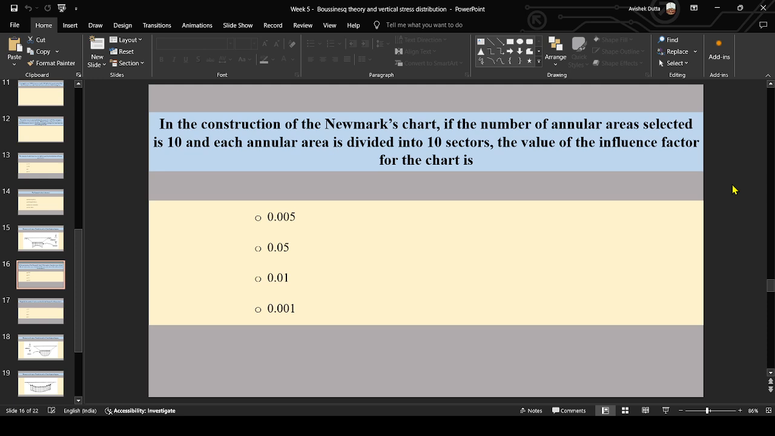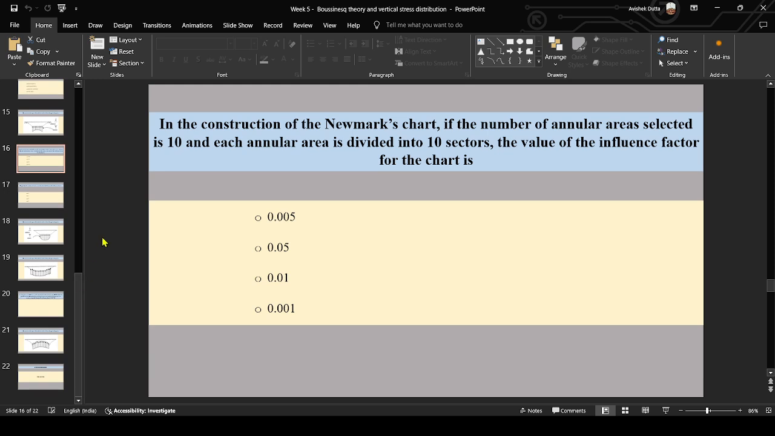I'll repeat the question. In the construction of the Newmark's chart, if the number of annular areas selected is 10 and each annular area is divided into 10 sectors, the value of the influence factor for the chart is, the options are 0.005, 0.05, 0.01 or 0.001. Okay, I hope the question was clear. Next question.